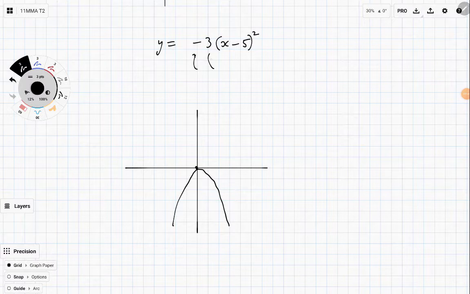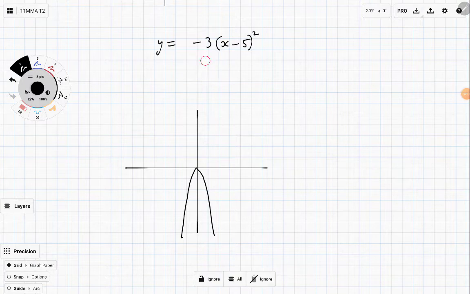Let's look at the 3 next. Well, the 3 is a dilation in the y direction, so it means it's going to be more stretched out, so it's going to look even narrower than it did before, and it's still going to be negative, so there is the negative and the minus. And now all we need to do is the translation, which is to translate 5 units to the right.